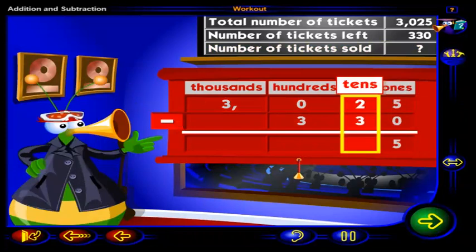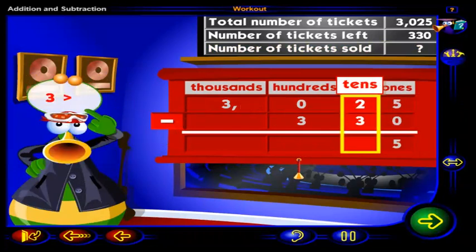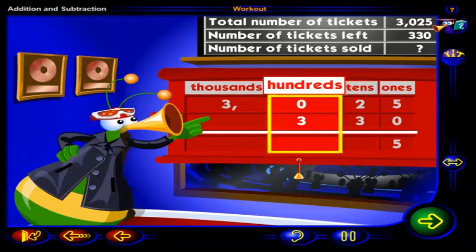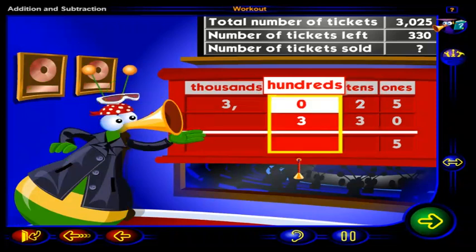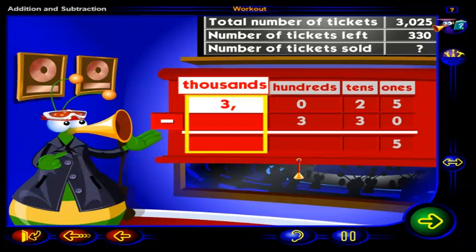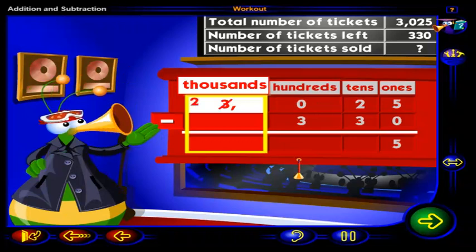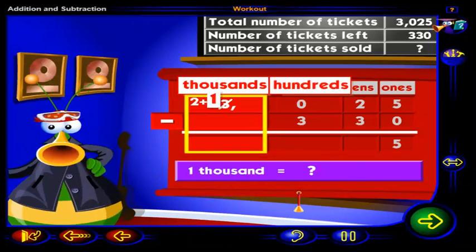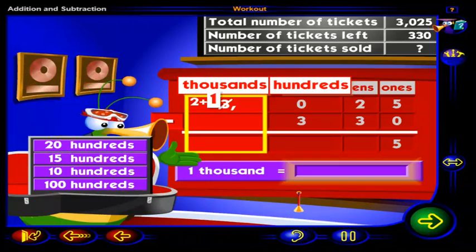But in the tens place, 3 is greater than 2. So you'll have to regroup from the hundreds place. But in the hundreds place, there are 0 hundreds. So you'll have to regroup from the thousands place. 3 thousands can be rewritten as 2 thousands plus 1,000. How many hundreds are in 1,000? Drag your answer here, and when you're done, click OK.